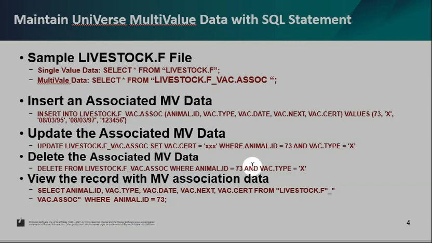Here is an example: when you have a multi-value field, then the table includes the single-value table called stock.f, and also VAC.ASSOC. In SQL, it can recognize the dot, but for ODBC it's different. Everything will convert to an underscore, so you need to understand ODBC compliance. Here you can insert, update, and delete, and after you update it, you can query back.